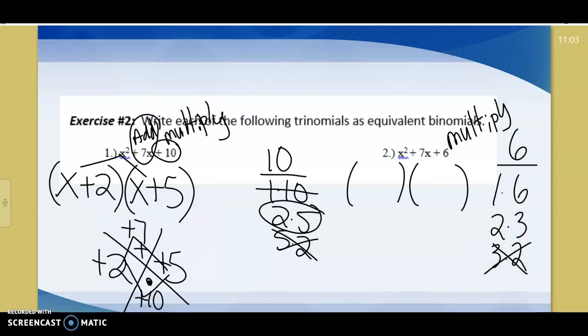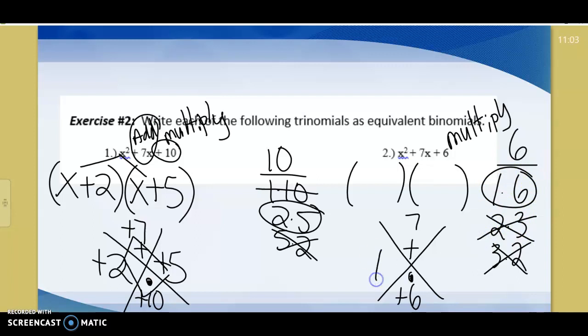Now, when I think about what I have to then do, I make the x because I need to add to 7 and multiply to positive 6. Only one pair of numbers successfully does both things. It can't just do one, it's got to do both. And that's going to be the 1 with the 6, because 2 and 3 will not add to 7. So I put a 1 here and a 6 here, and does it work? 1 plus 6 is 7. 1 times 6 is 6.